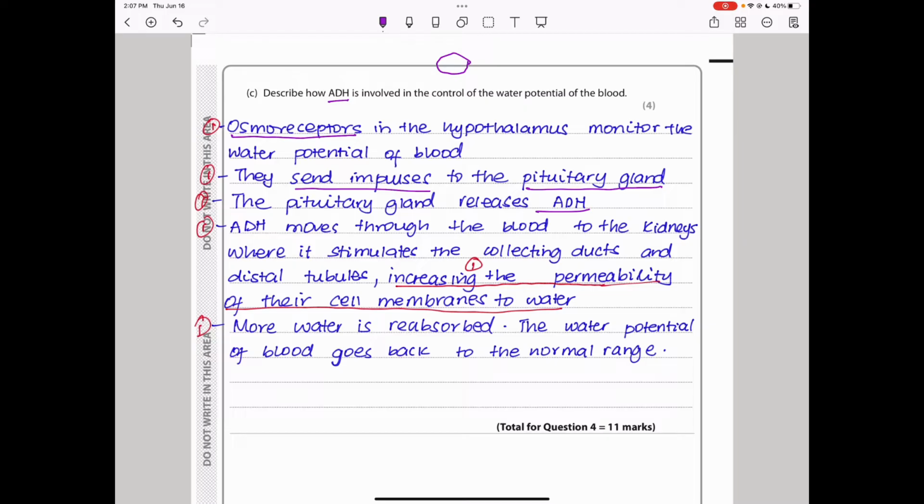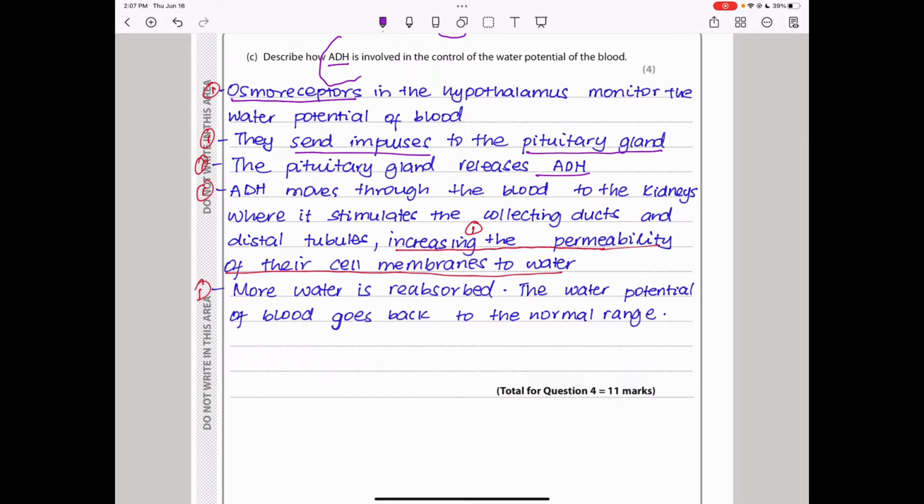And then when it goes back to normal, the osmoreceptors will detect it, and fewer impulses will be sent to the pituitary gland, and then ADH will no longer be released. That is how this works. So this brings us to the end of question 4. Let's move on to question 5.